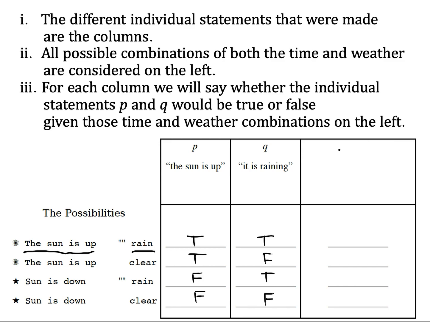There's several ways we can write it. We could write P and Q. That's one way to say it. We can also use this symbol, which in logic stands for and. It's like an A without that middle bar. And we can also write it in words. I'll put the sun is up and it is raining.